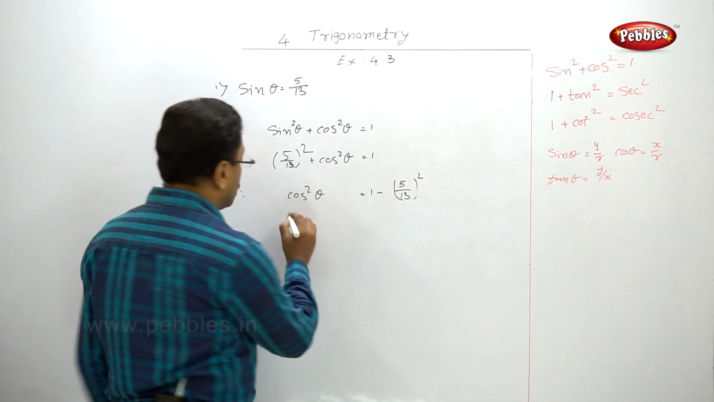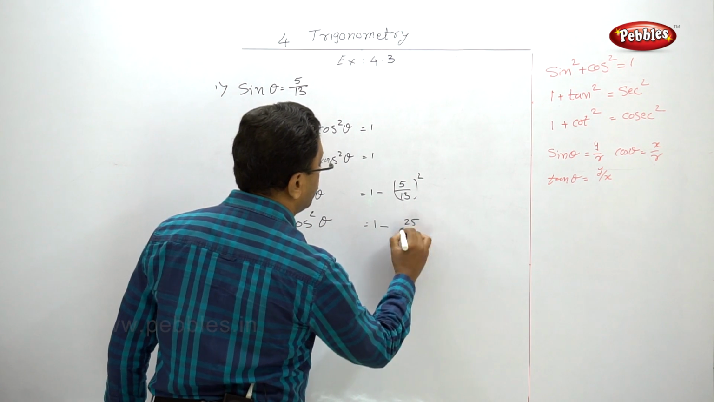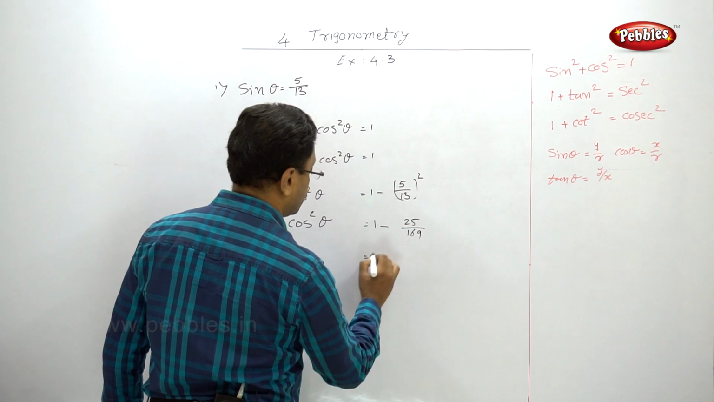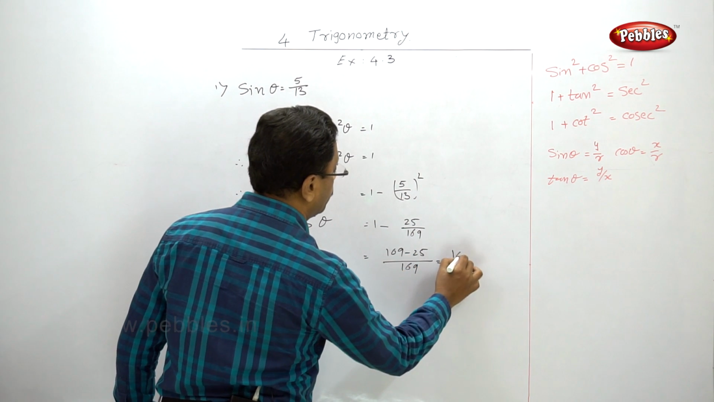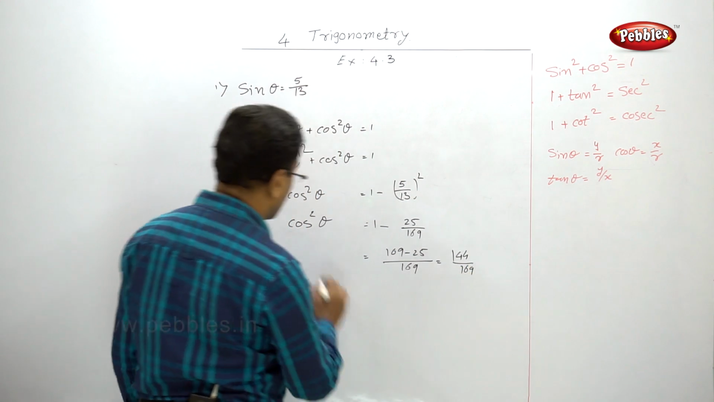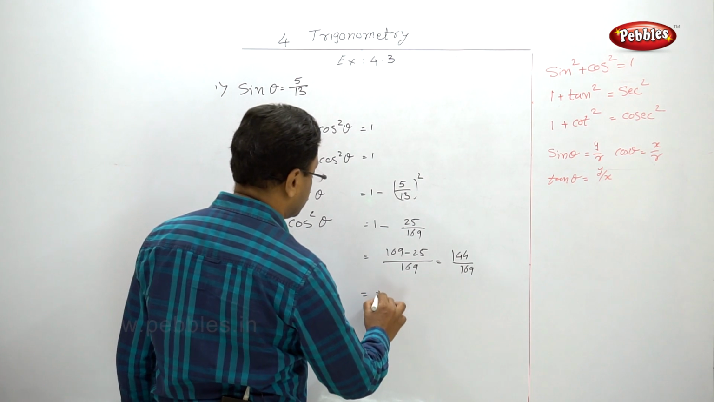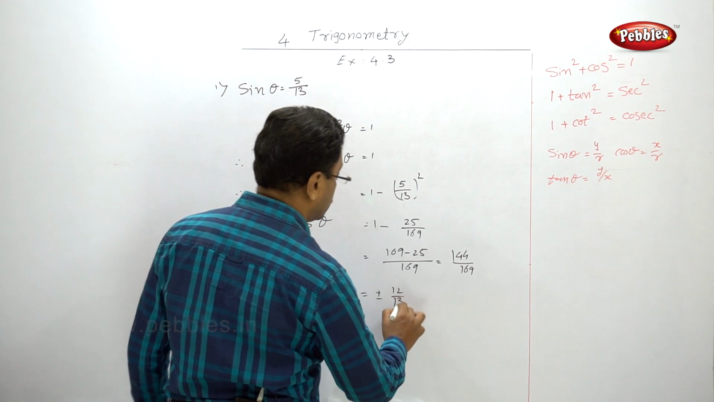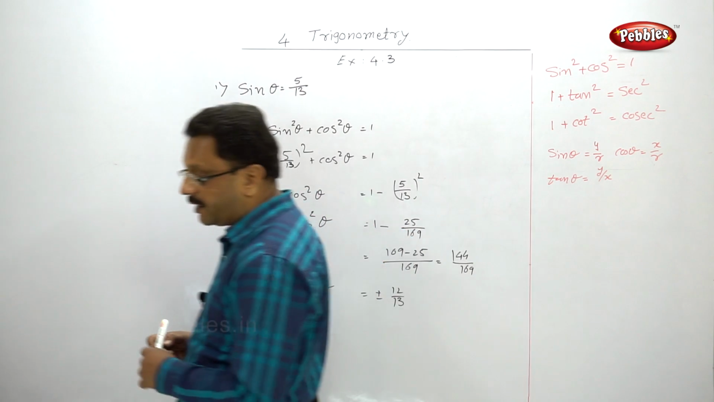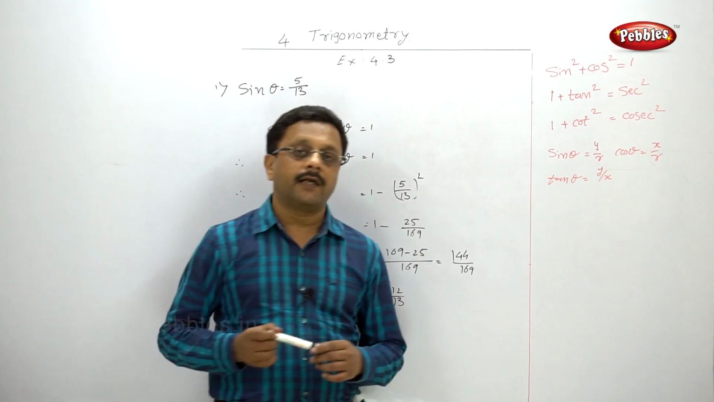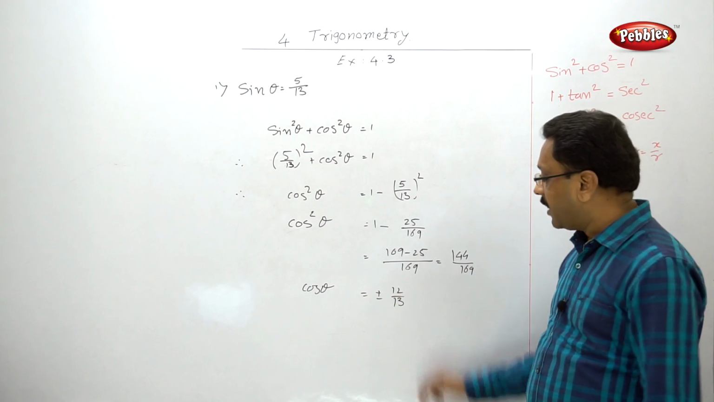How will you do that? Cos square theta is equal to 1 minus 25 upon 169. So 169 minus 25 upon 169, that is 144 upon 169. So your cos theta will be equal to plus minus 12 by 13. But you need only one value. It's an acute angle. They have stated that it is an acute angle. So all the ratios are positive, or x and y are positive. So here we have to take plus 12 by 13.